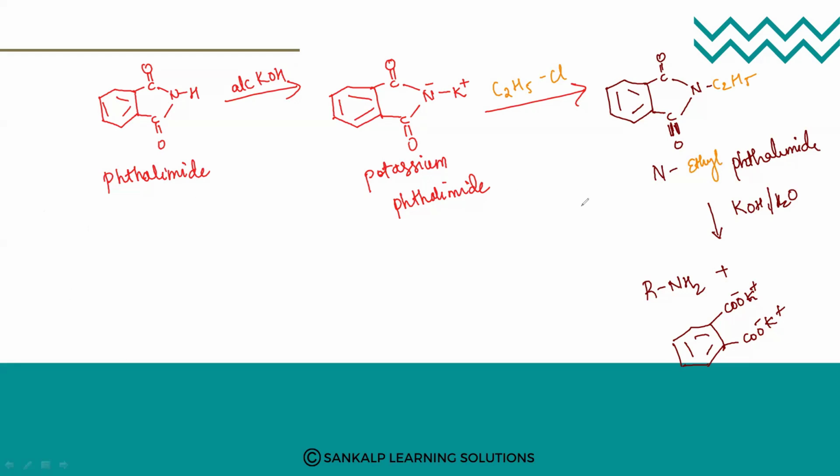So what will we get after hydrolysis? We are going to get a primary amine and potassium phthalate. Right. So this potassium phthalate will remain the same. Okay, so this is a side product. Our R will be the ethyl group, so we are going to get ethyl amine. Okay, ethanamine. Is it clear? Is this reaction clear?